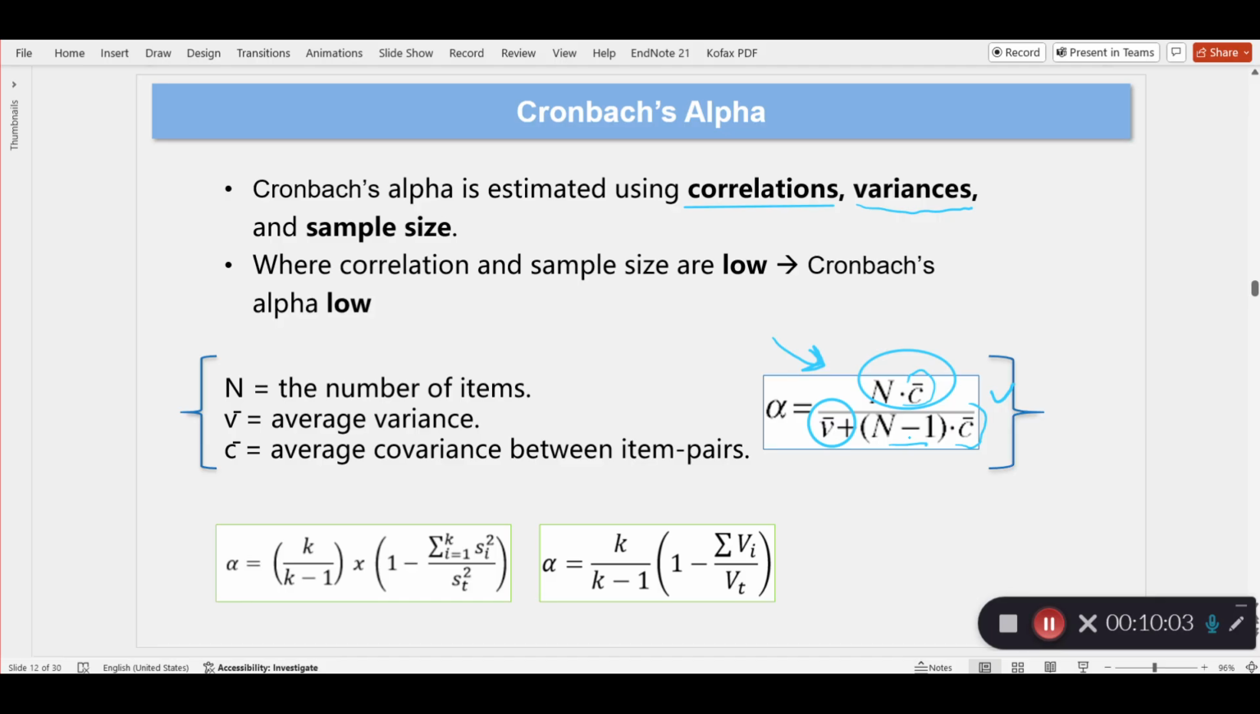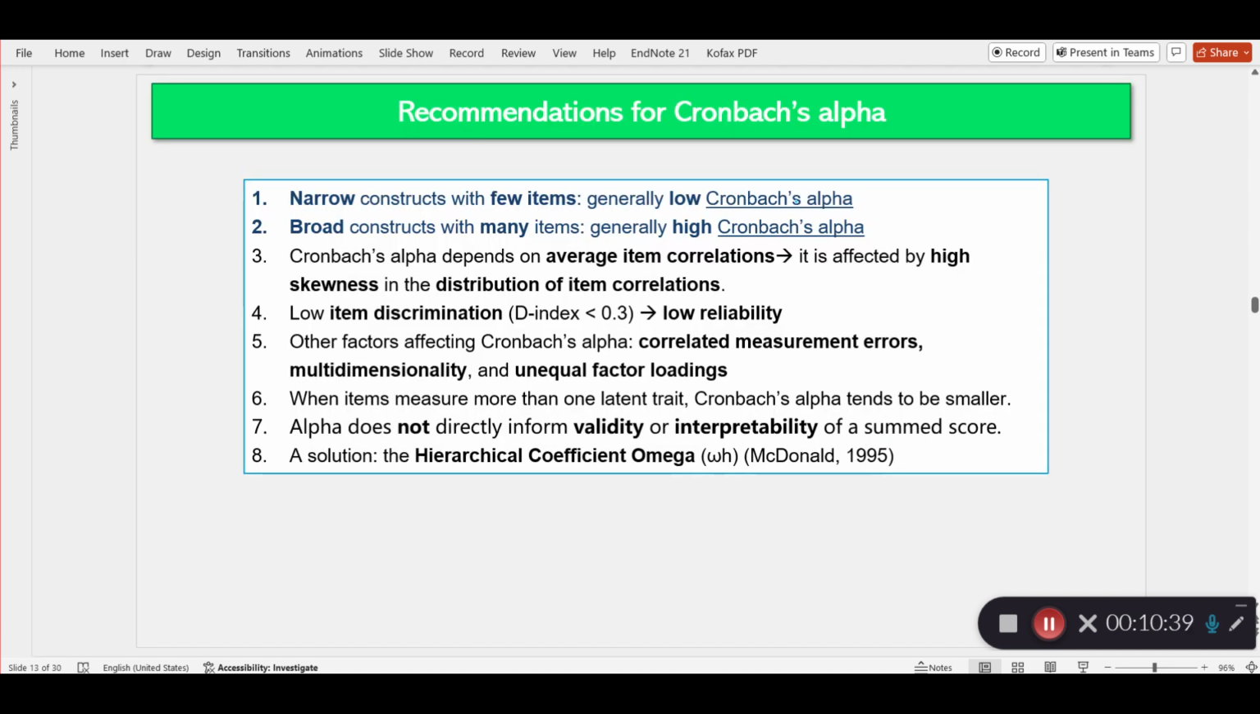So to answer the question, let me just wrap it up for you. Higher correlations between items, a larger number of items, and relatively lower variances of items compared with correlations between item pairs can help us get a higher Cronbach's alpha. One more thing, when we say correlations, if there is an item that has a negative correlation with the rest of the items, that item must either be removed or it must be reverse coded, because negative correlations are very detrimental to the integrity of Cronbach's alpha.